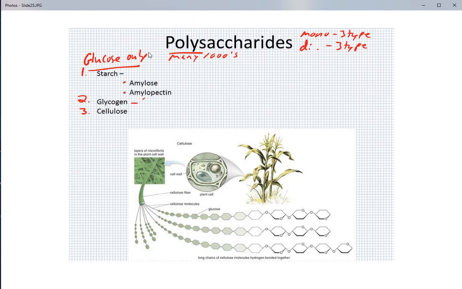Glycogen is sometimes referred to as animal starch. The reason being, it is very much like amylopectin, but it comes from animals. Starch comes from plants. So grains, cereals, and whatnot is where we get starch from.